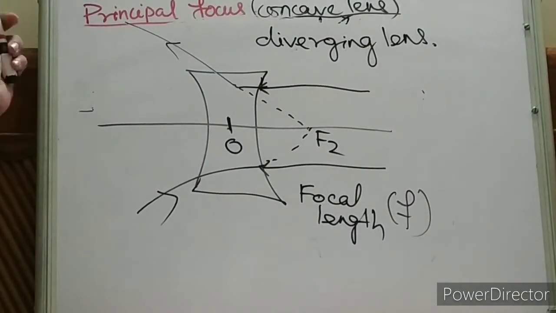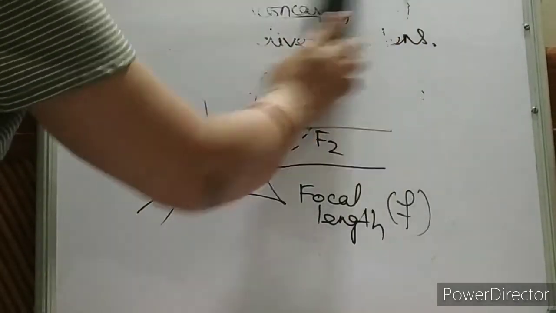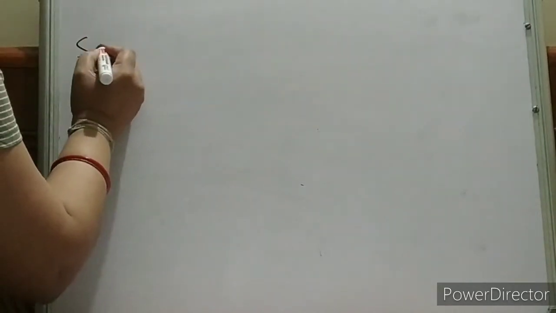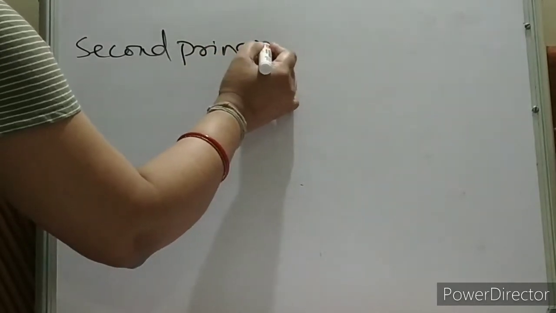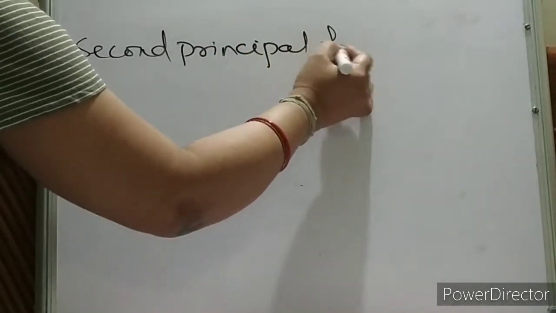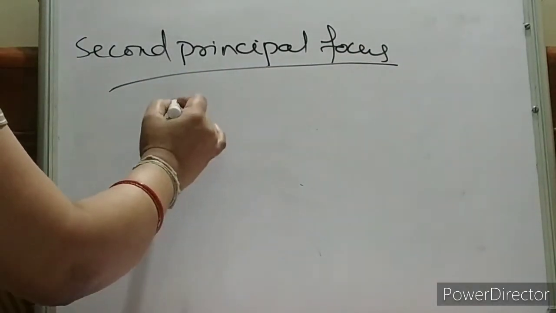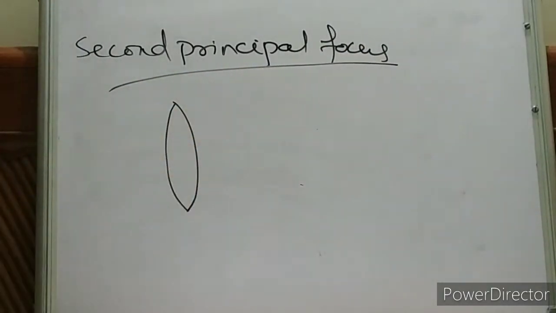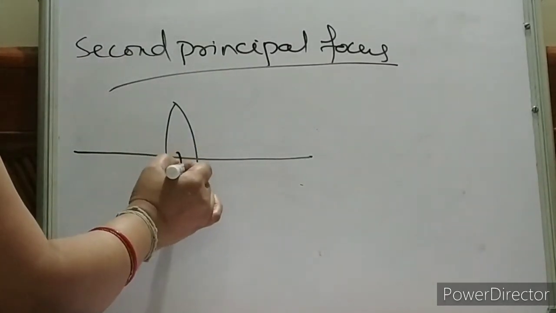Now let us try to understand what is the first principal focus and what is the second principal focus. Here I will first discuss the second principal focus. Why the second principal focus? Because it is very important. Henceforth we will deal with the second principal focus. Let us consider the convex lens first. This is your convex lens and this is your principal axis. This is your optical center.